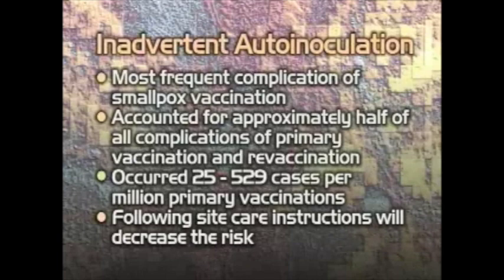It usually occurs because the site itches as it heals and the person scratches the site. Inadvertent auto-inoculation accounted for approximately half of all complications of primary vaccination and revaccination. In studies of smallpox vaccination in 1968, inadvertent auto-inoculation occurred at a rate of 25 to 529 cases per million primary vaccinations. Carefully following the site care instructions will significantly decrease the risk of this complication.